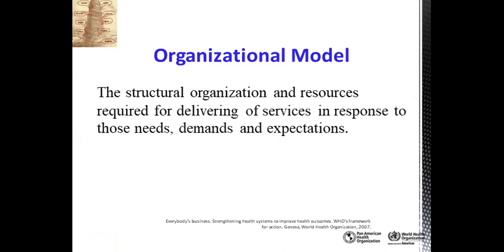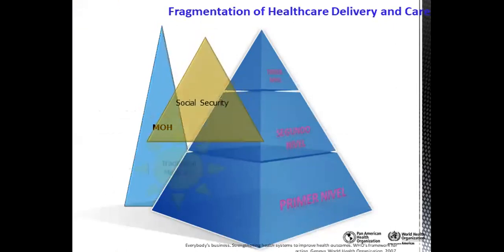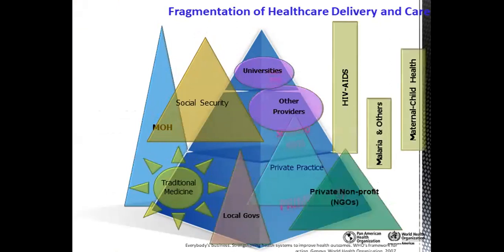Whereas the people-centered model of care has distinctive elements that include being people-centered, integrated, comprehensive, and continuous, and it includes a life course approach, which is the organizational model, the structural organization and resources required for delivering services in response to the demands, needs, and expectations of the community people. Therefore, fragmentation of the healthcare delivery system includes various intermingling, which includes traditional medicines, private practice, non-profit organizations, other providers, universities, social securities, and other vertical and horizontal programs, for example, HIV or AIDS, malaria, and others, and maternal and child health care programs.